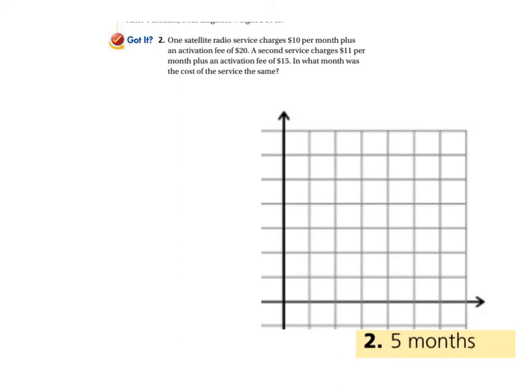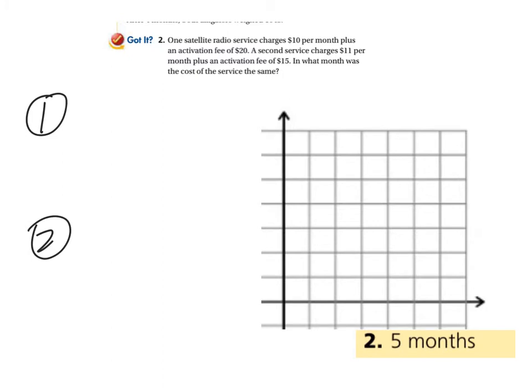Alrighty, so here we have, I'm going to get a finer point here. Here we have one satellite radio service that charges $10 per month plus an activation fee of $20. So we're going to say service 1, right? A second service charges $11 per month plus an activation fee of $15. In what month will they cost the same?